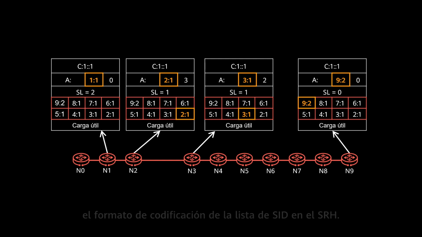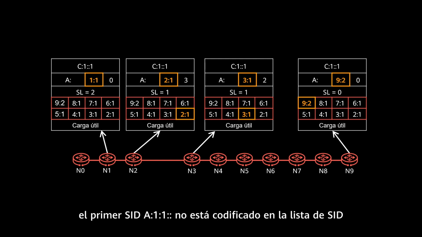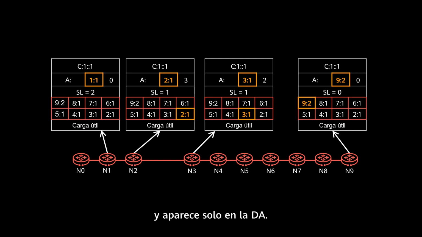So this figure shows the encoding format of the SID list in the SRH. In reduced mode, the first SID A:1:1 is not encoded in the SID list, and it will appear only in the DA. Therefore, the SL field can be set to 2, and the SI field set to 0. When the packet is forwarded from node 0 to node 1, node 1 detects that the A:1:1 in the DA is a COC flavored End SID allocated by itself, and then it checks the SI value.